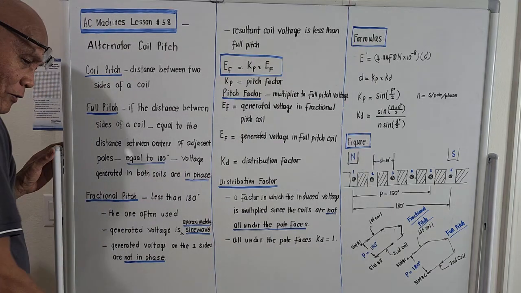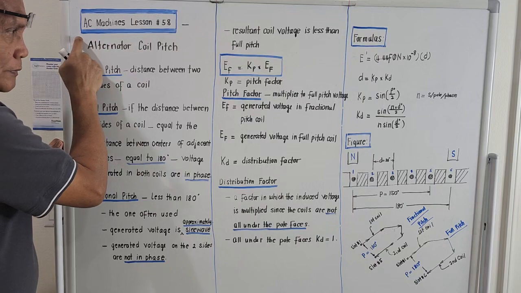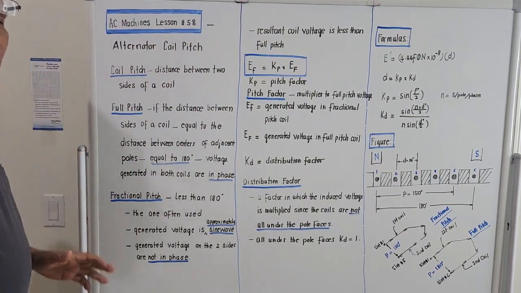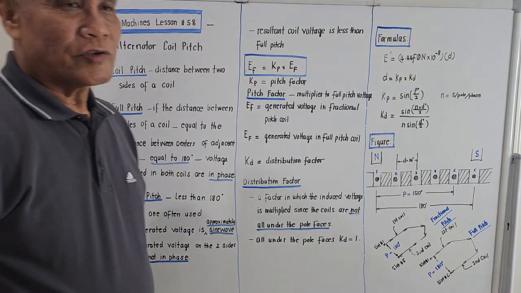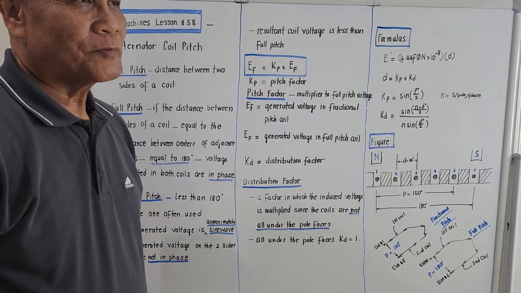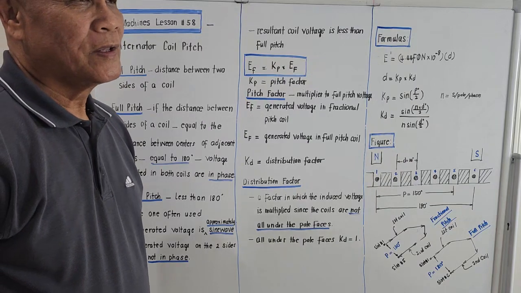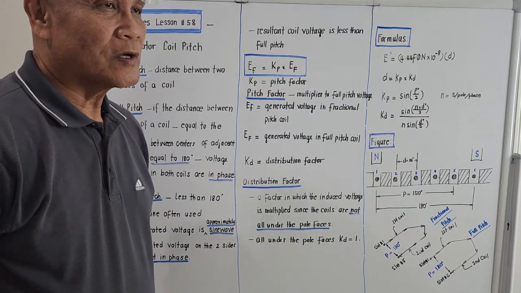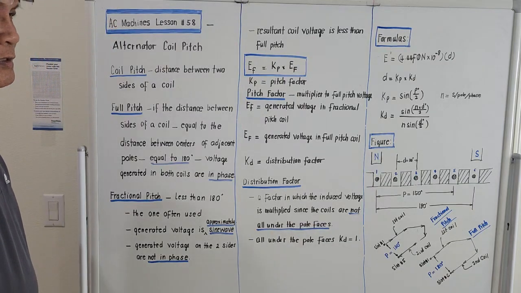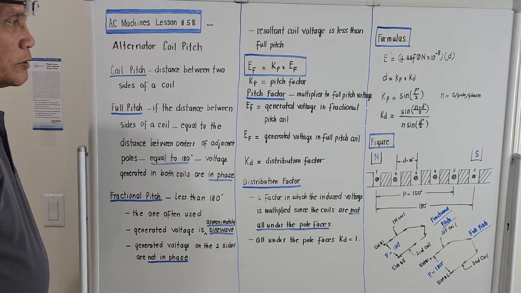The title of the topic for tonight will be AC machines, lesson number 58. It's a little bit of a concept, a storytelling, because after bringing out the formulas on how to generate voltage, there will be some concepts which we must understand to familiarize ourselves with the usage of the generated voltage.